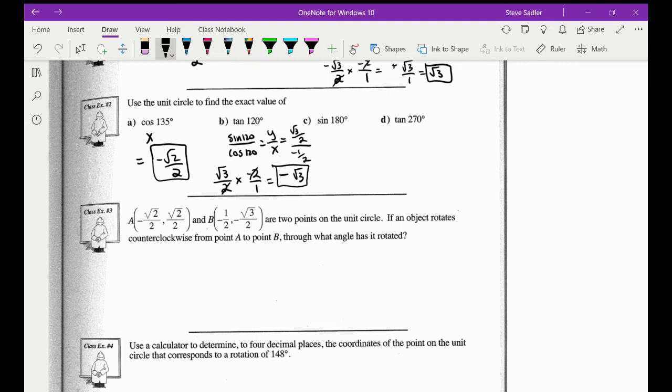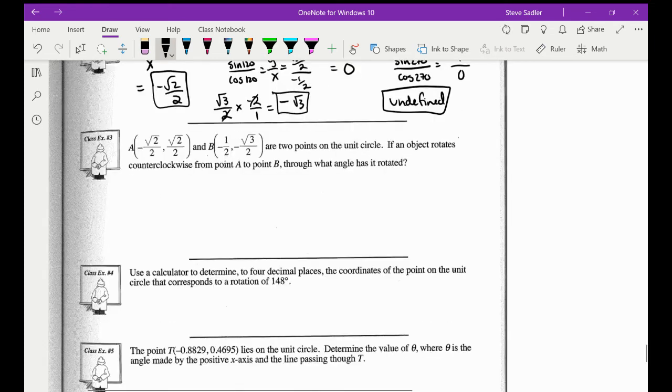Sine of 180. Well, we know the sine is the y value, and the y value of 180 is 0. And tan of 270 is going to be sine of 270 over cos of 270. We know sine of 270, or the y value, is negative 1. The x value is 0. So in this case, we are undefined. You cannot divide by 0.